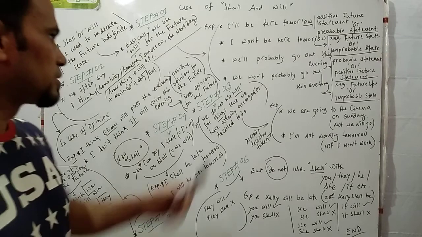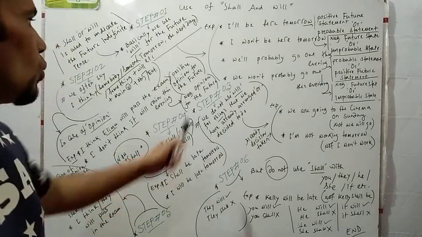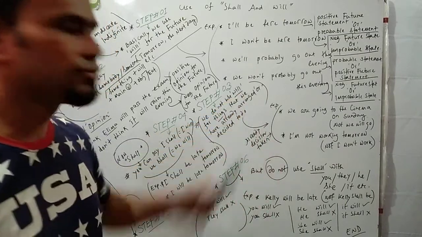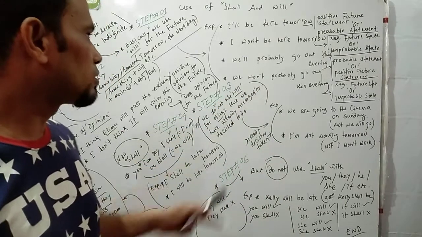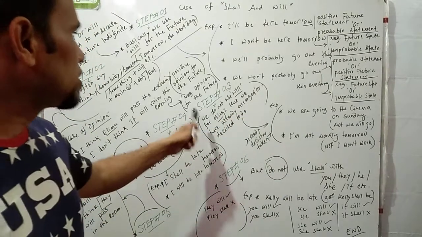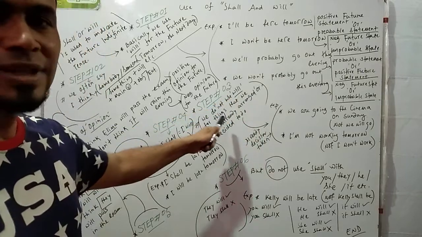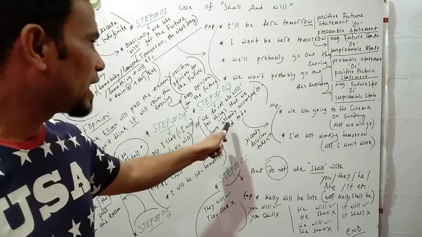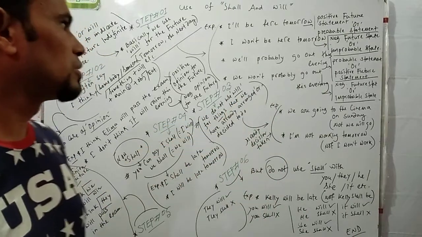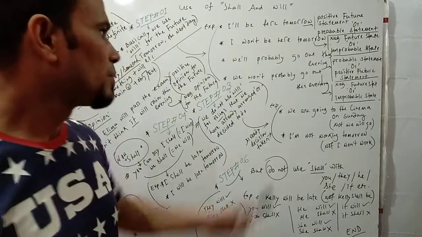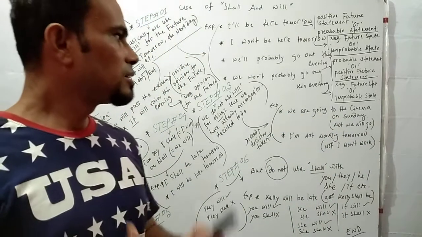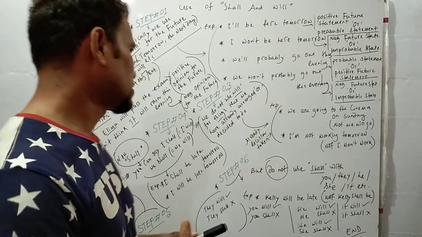So, friends, step number 3. We do not use will for things that we have already arranged or we have decided to do. I repeat this rule. We do not use will for things that we have already arranged or we have decided to do. So let's see examples. We are going to the cinema on Sunday. This sentence is correct.